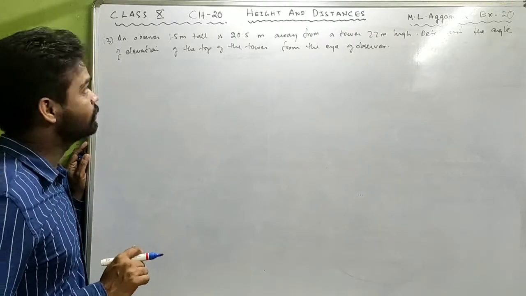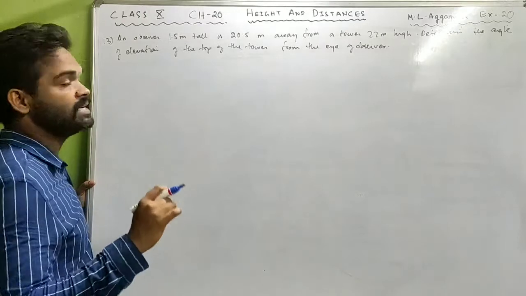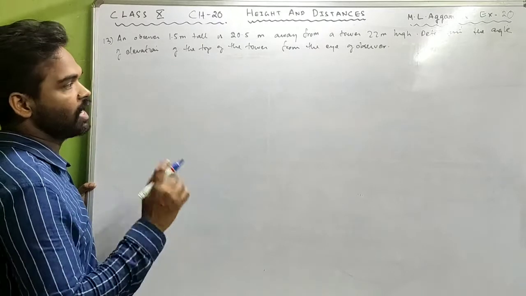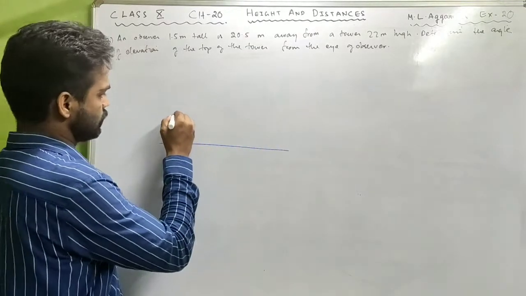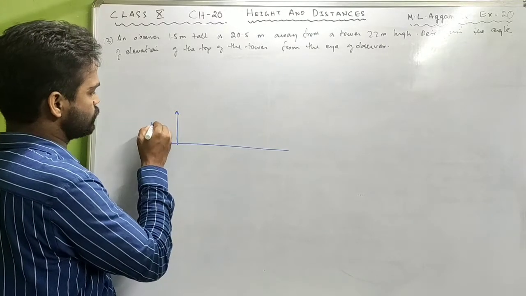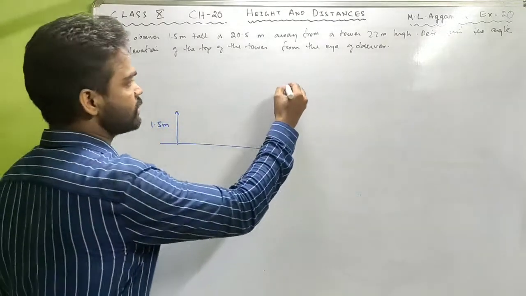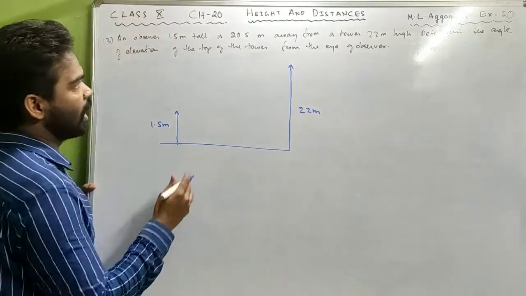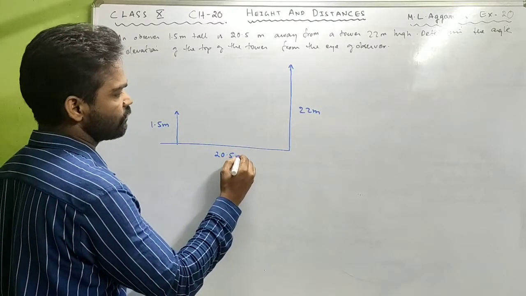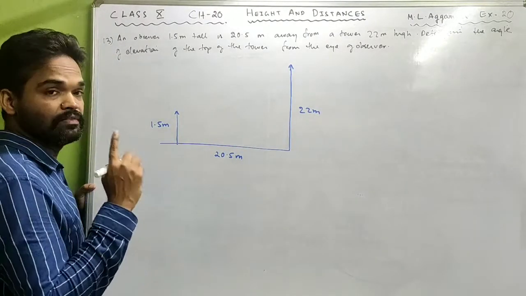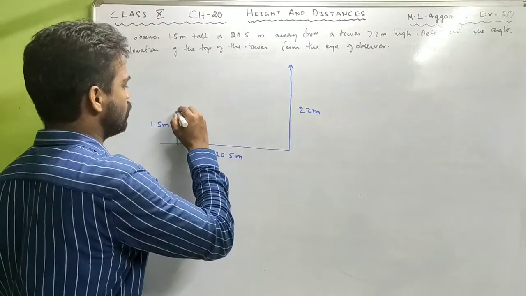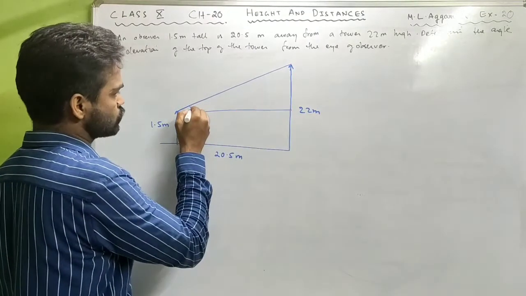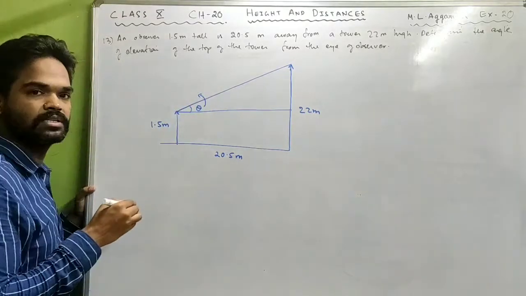Now look at sum number 13. An observer 1.5 meters tall is 20.5 meters away from a tower 22 meters high, which means this is the ground. There was an observer. The height of the observer is 1.5 meters. There's a tower of 22 meters and the distance between them is 20.5 meters. Determine the angle of elevation of the top of the tower from the eye of the observer. So this should be the angle of elevation, isn't it?